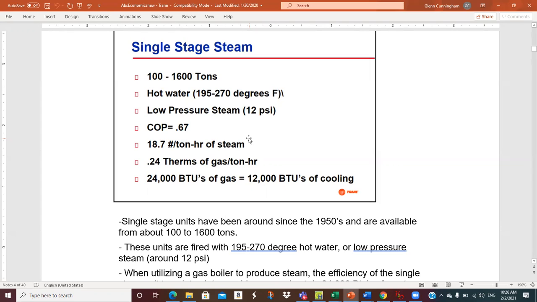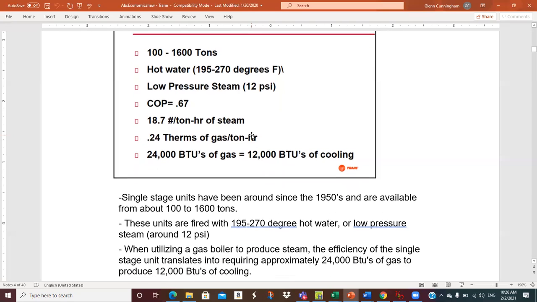So we're saying we need 0.24 therms of natural gas per ton hour. And I think this is assuming you utilize natural gas boilers. So they're assuming that we have a separate boiler here. Okay. Well, gosh, what's the efficiency of the boiler? Energy guys like to check their numbers.